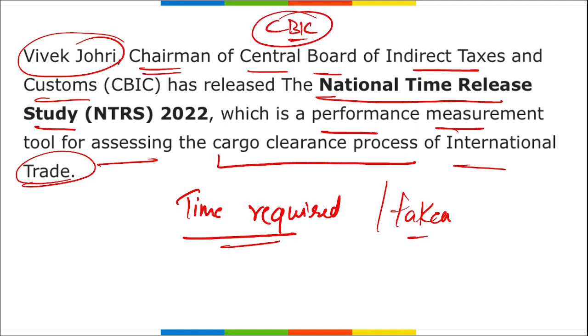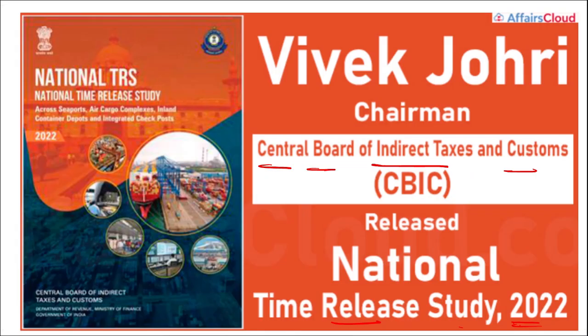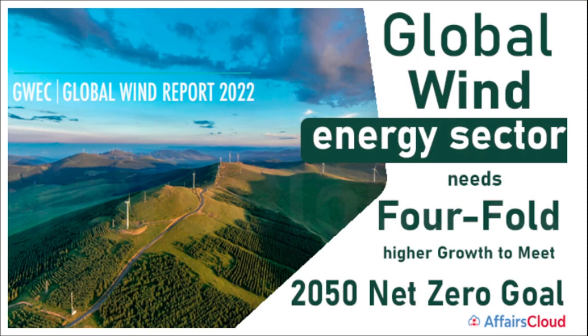Important, remember, two questions. Who is the chairman of CBIC? Vivek Johri. And who released this NTRS study? This was also released by Vivek Johri, who is the chairperson of CBIC. Important question. Alright, next we are talking about the global wind sector. Recently data was released and it stated that in order to achieve the net zero goals of 2050, that is net zero carbon by 2050, we have to fourfold the growth in order to meet the energy demands.